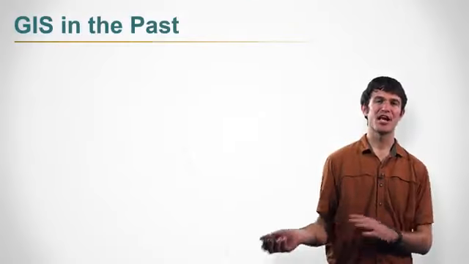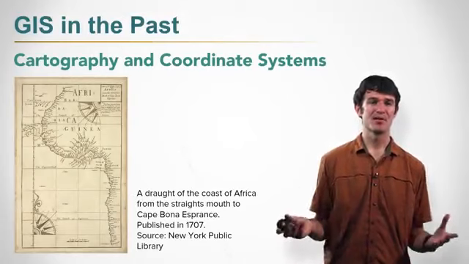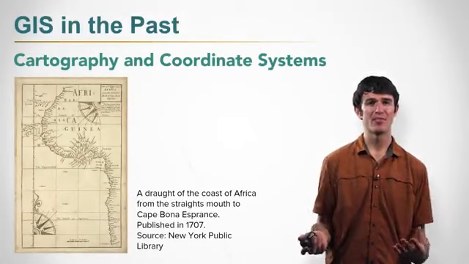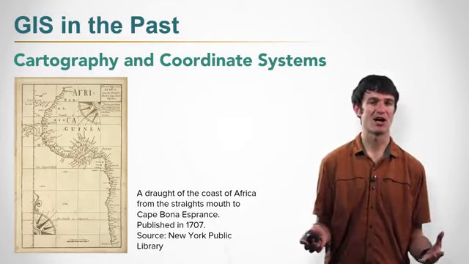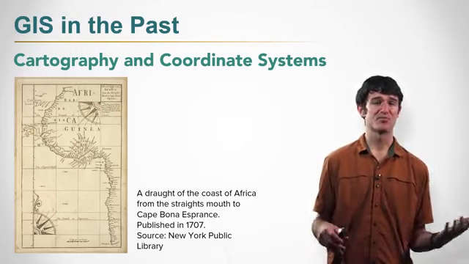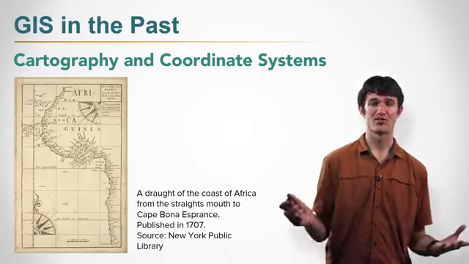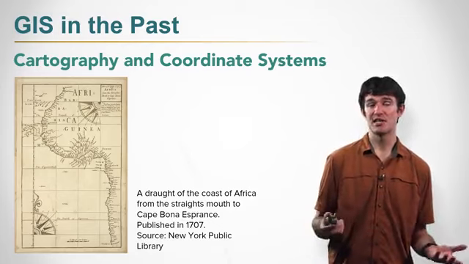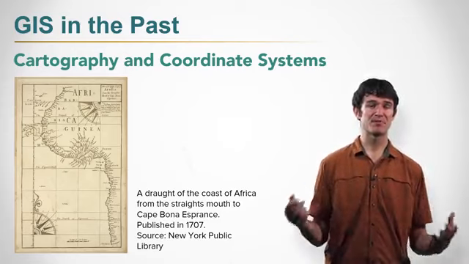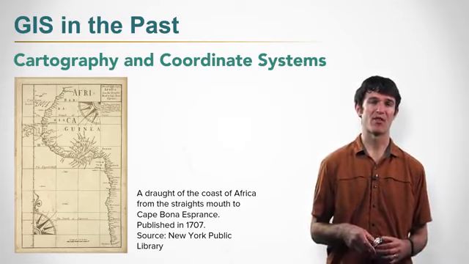In the past, GIS started primarily with maps. People made maps to understand the world around them. They needed to know how to get places, and they were exploring the world and writing down what they saw. Cartography and coordinate systems predate computers by far. You've seen old maps. But was it GIS?